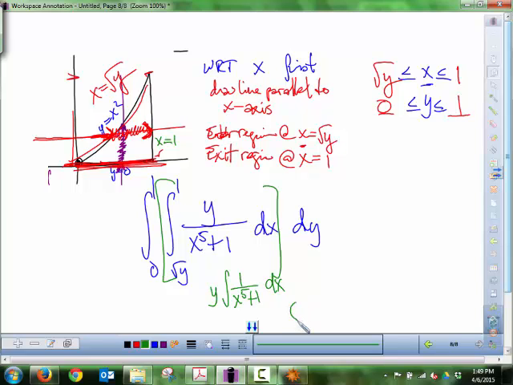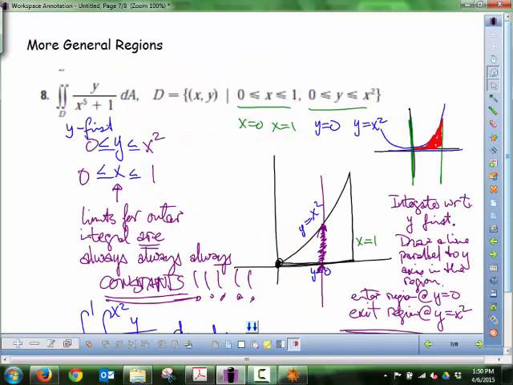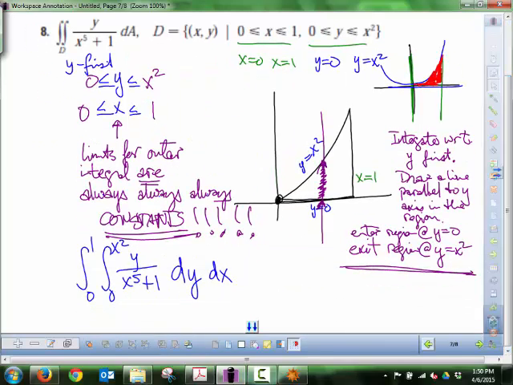Stop. Was that a stop sign? Oh, but it's in green, huh? Let's make the stop in red. Whoops. Okay. Let's go back to this one. I hope this is easier to compute.